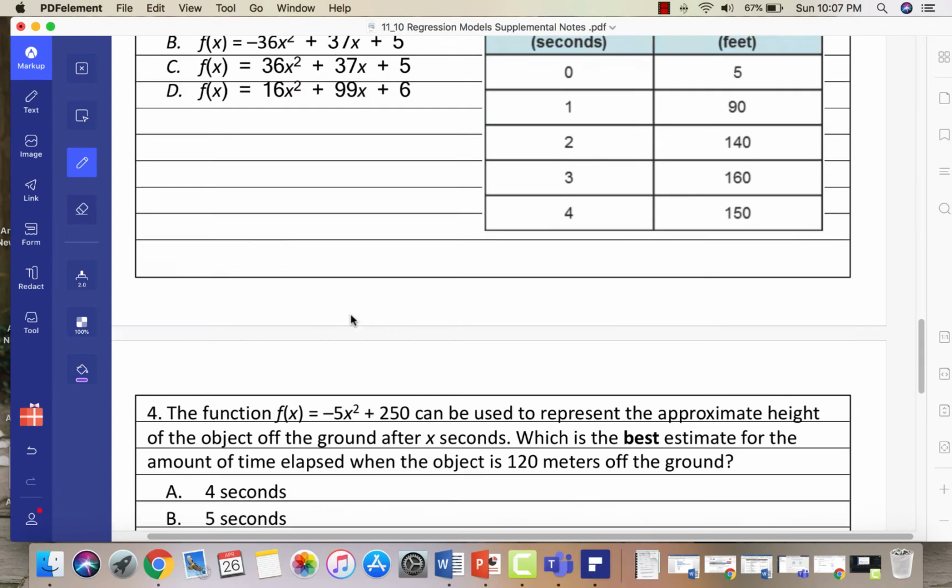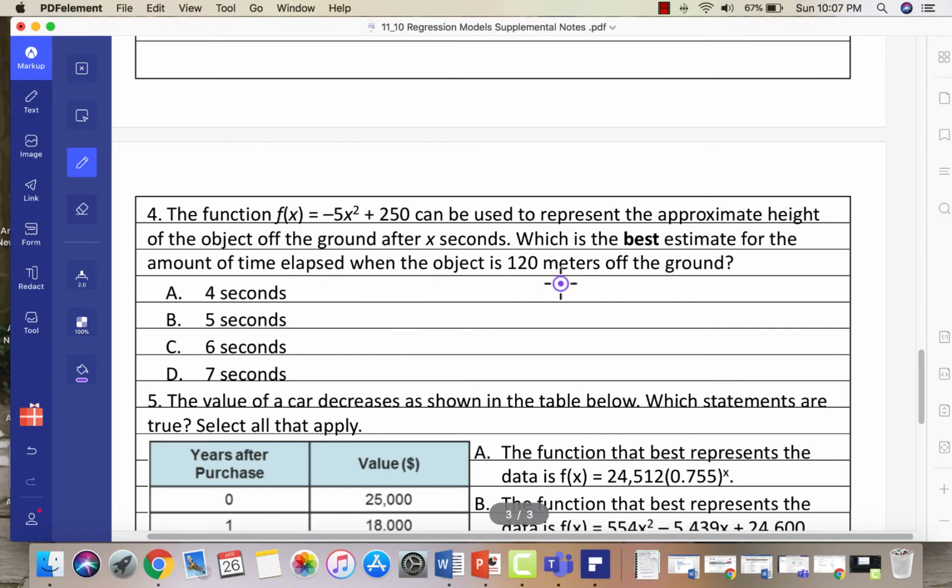Number 4. The function f of x equals negative 5x squared plus 250 can be used to represent the approximate height of an object off the ground after x seconds. Which is the best estimate for the amount of time elapsed when the object is 120 meters off the ground? So we're going to substitute 120 into our formula and then solve.